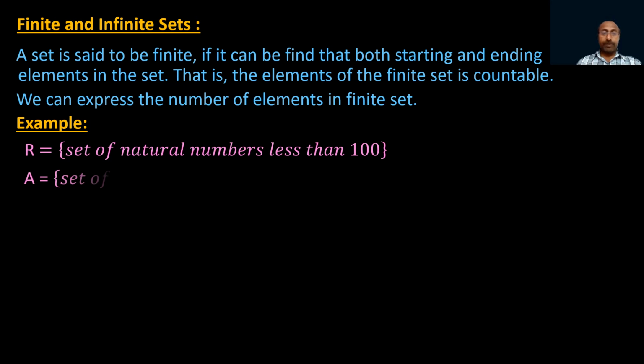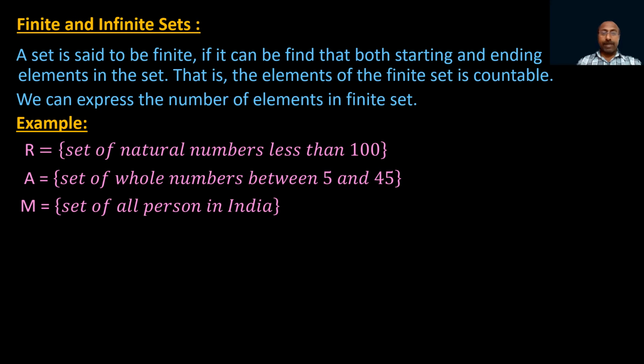So as we can find both the first and last elements, this set is a finite set. And let us see one more. A is equal to the set of whole numbers between 5 and 45. So the whole numbers between 5 and 45 are, the first one is 6 and the last one is 44, isn't it? So 6, 7, 8, 9 up to 44. That is, we can count the number of elements in this set. So the set is a finite set. Okay.